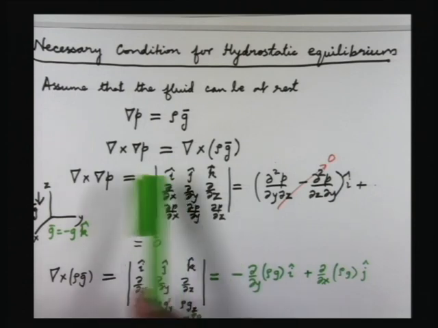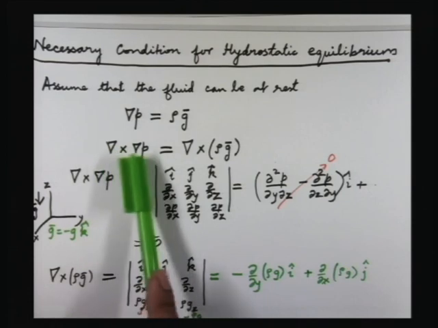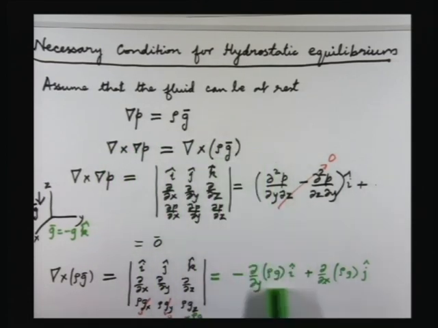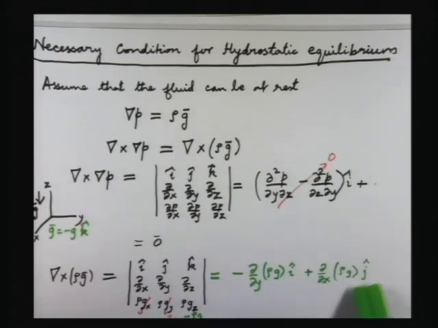Now when I looked at this vector equation, we showed that the left hand side is identically 0, curl of grad P. Now suppose the right hand side here, curl of rho g, which is given by this, is not 0, then there is a contradiction. So that means that if the density variation is such that this quantity and this quantity are different from 0, then the fluid cannot be at rest. So a necessary condition for the fluid to be at rest is that this is 0 and this is 0.